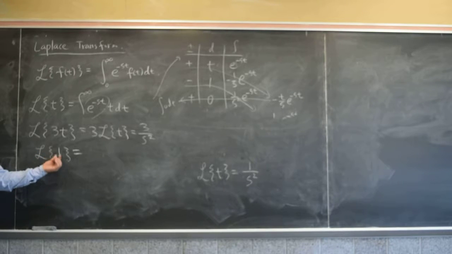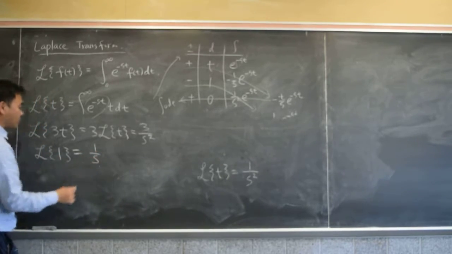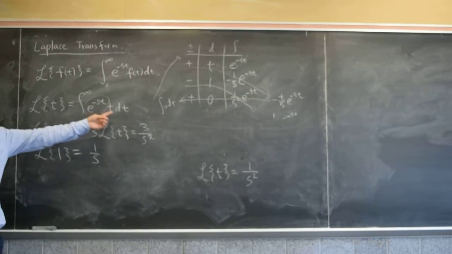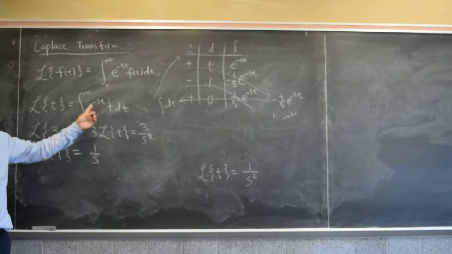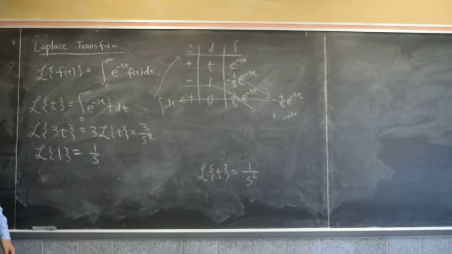If you compute this one, the Laplace transform of 1, you're going to get 1 over s. So let's just accept that. This is even easier than the last one. You don't even need integration by parts. You just integrate and plug in the endpoints. You're going to see that it gives you 1 over s. So just accept it as true.